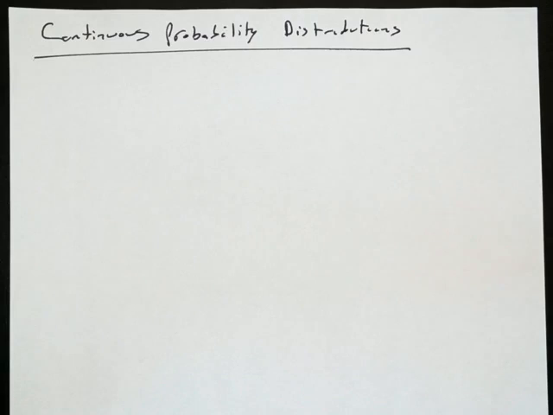A question for you all. What is the difference between a discrete random variable and a continuous random variable? Yes? Discrete is like a whole number and continuous is like... Right. A discrete has a finite set of outcomes.